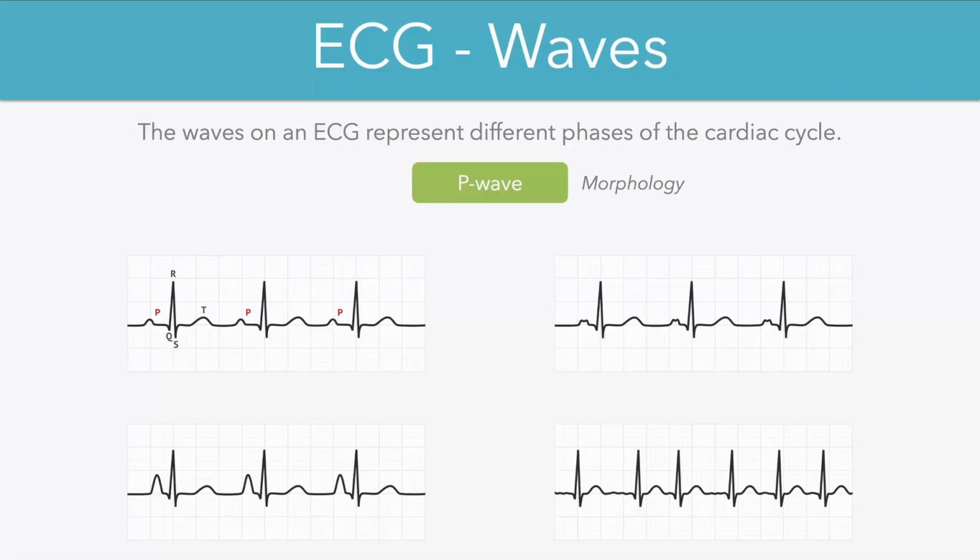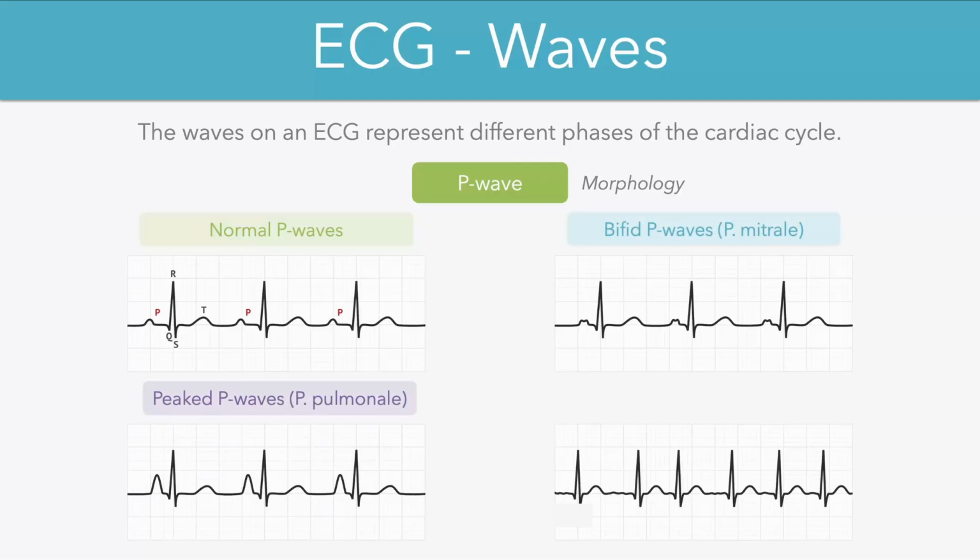Just to take a look at a few tracing examples, here we can see the presence of normal P waves, peaked P waves or P pulmonale, and bifid P waves or P mitrale. One other abnormality to be aware of is the absence of P waves, which is often due to atrial fibrillation, and we'll talk about this in more detail later.